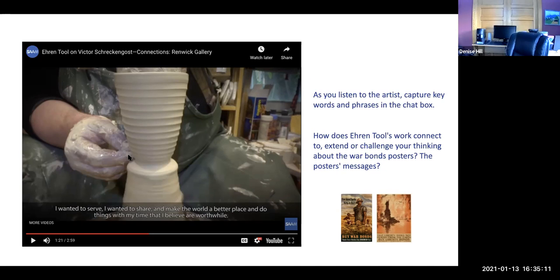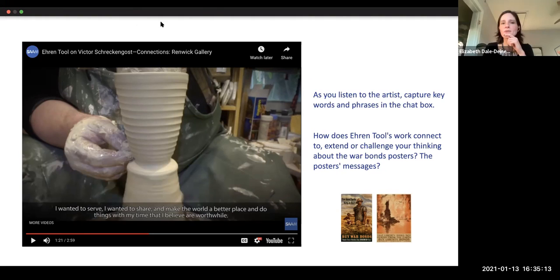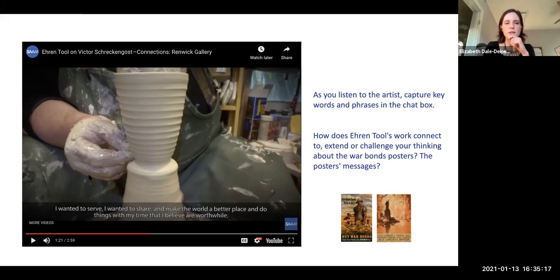Okay, so what about challenges though? How does Aaron Toole's work challenge the posters, or vice versa? Comfort. One feels comfortable. Okay. So a form of comfort. Thank you. One is sort of a form of agitating, and one is a form of comfort.